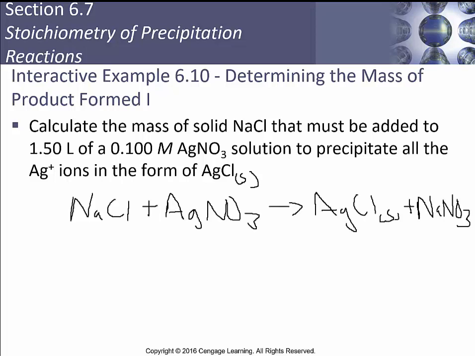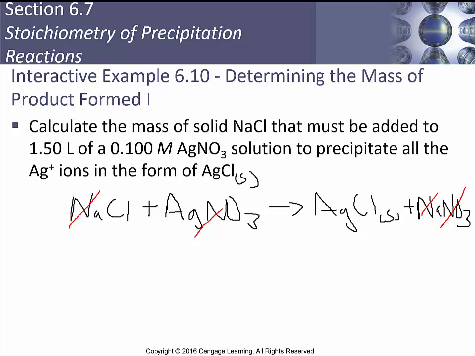We can probably get rid of the spectator ions, right? Our sodium's not going to show up as anything other than a spectator ion. Our nitrate's not going to participate. Those guys are always going to be soluble. So our net ionic equation is really just Cl minus and Ag plus, because it's AgCl solid, and that guy's already balanced.